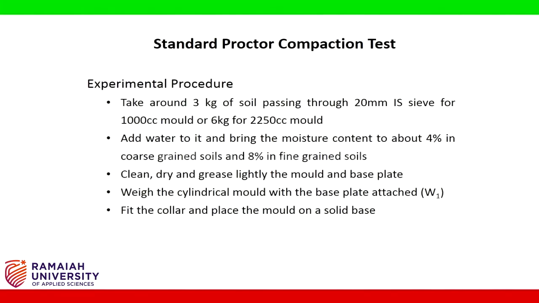Experimental procedure. Take around 3 kg of soil passing through a 20 mm IS sieve for the 1000 cc mold, or 6 kg for the 2250 cc mold. Add water to it and bring the moisture content to about 4% in coarse-grained soils and 8% in fine-grained soils. Clean, dry and lightly grease the mold and base plate. Weigh the cylindrical mold with the base plate attached, W1. Fit the collar and place the mold on a solid base.